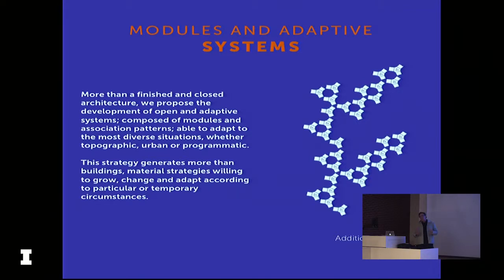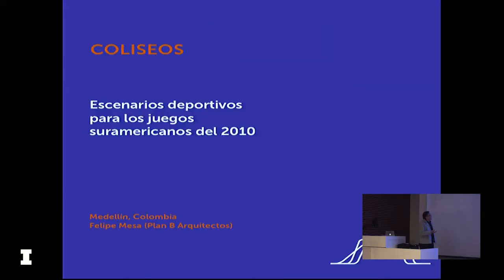We are interested in understanding what happens with contemporary culture, with ideas in general in this sense. We are interested in the open and adaptive system, composite models and association patterns, how we can think of this building and different possibilities. I'm going to show two projects with this idea of the model and the system.